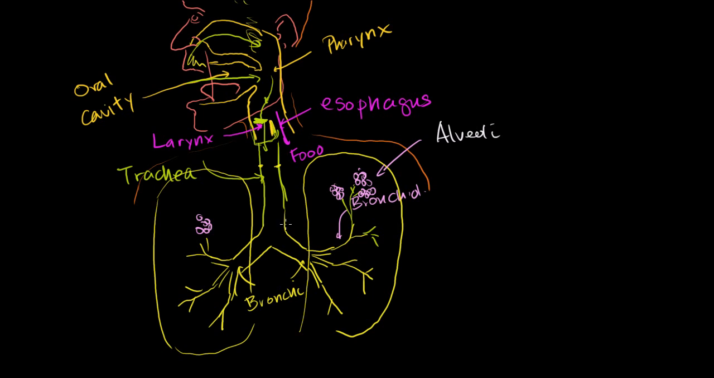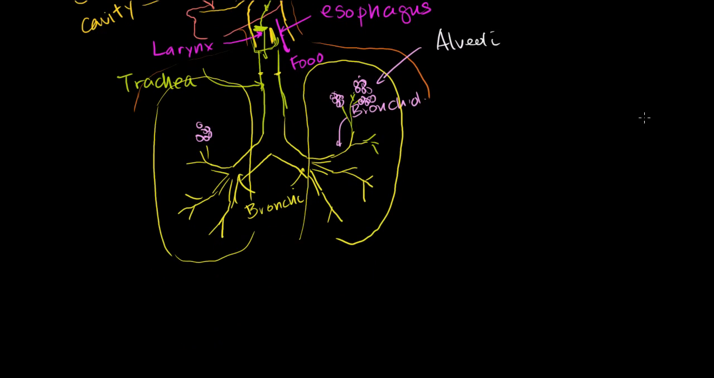So I've used a lot of fancy words, but the general idea is simple. Air comes in through a pipe. The pipe gets thinner and thinner and thinner, and they end up at these little air sacs. And you're saying, well, how does that get the oxygen into my system? Well, the key here is that these air sacs are super small and have very, very, very thin walls, or I guess thin membranes. So let me zoom in.